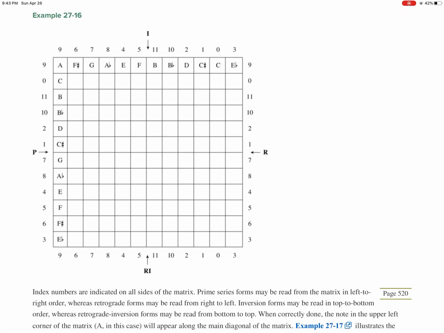Notice a couple of things here. P form is on the left, I form is on top, R form is to the right, and RI form is on the bottom.